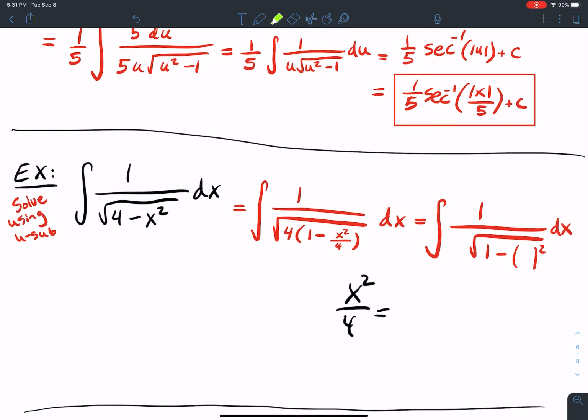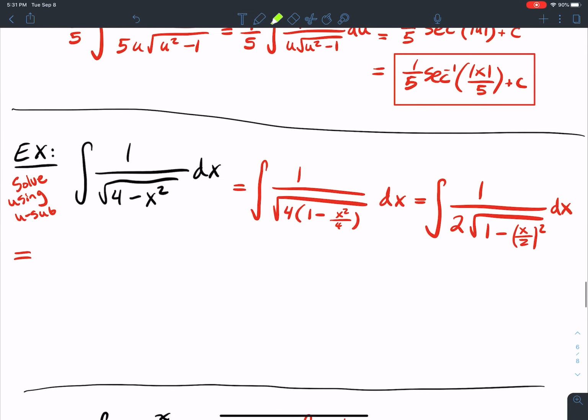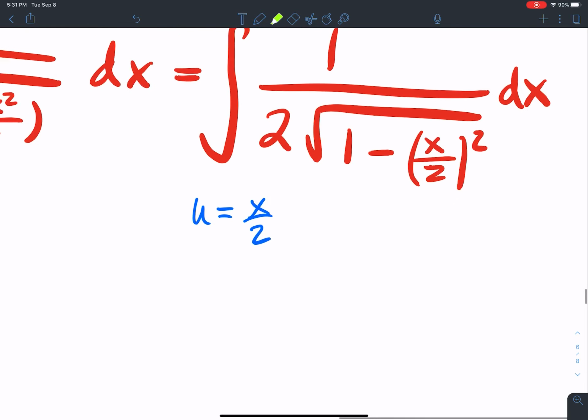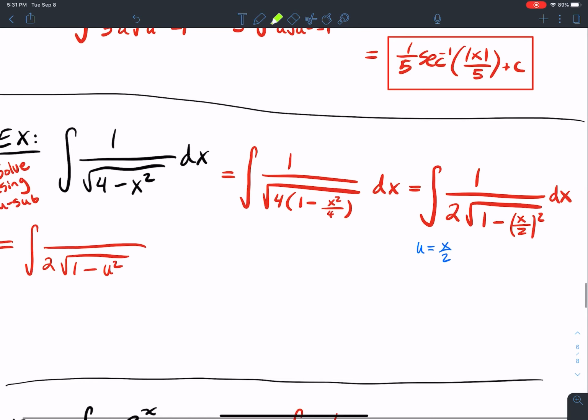Okay? The square root of 4 here is 2. So I'm going to pull the 2 outside here from that square root of 4 inside. I pull it out. And then this becomes x over 2. So now I have the form here. I'm going to pull the 1/2 out front. Well, maybe not yet. I'm going to do my u substitution first. So I get u here. So I'm going to replace this with this. If that's x over 2 squared, then that's u squared here. That's what's going on here.